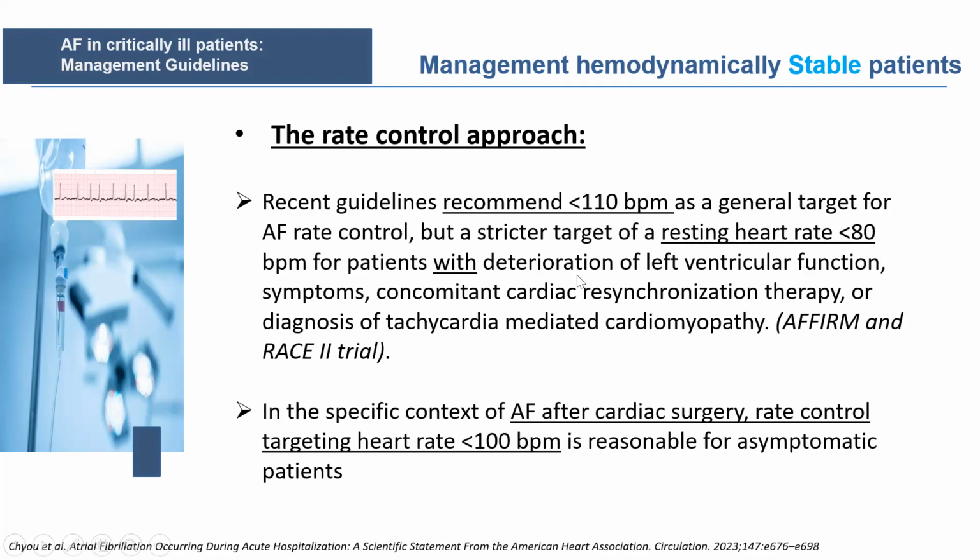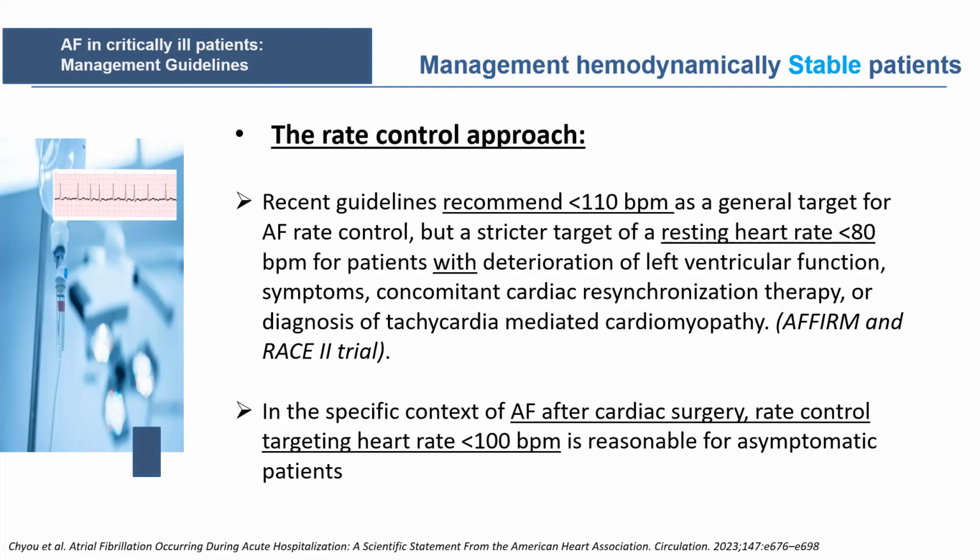However, for just rough numbers that will help, the guidelines recommend aiming for a heart rate less than 110 beats per minute. This is as a general rule for the critically ill patient who has AF, in whom you are going to adopt a rate control strategy. And in some patients who are highly symptomatic, or those who have associated LV dysfunction or have implanted cardiac resynchronization therapy, you may need to achieve a stricter lower heart rate, down to 80 beats per minute. This was based on trials like AFFIRM and RACE.